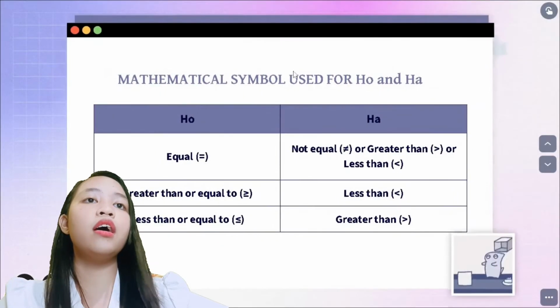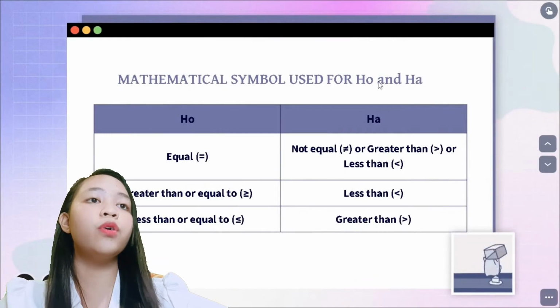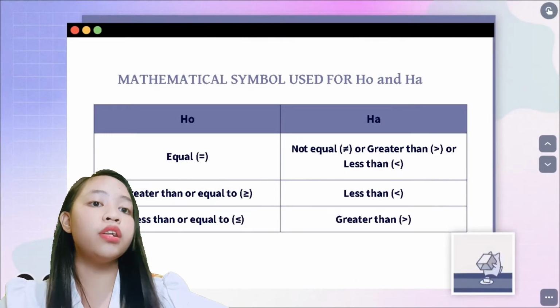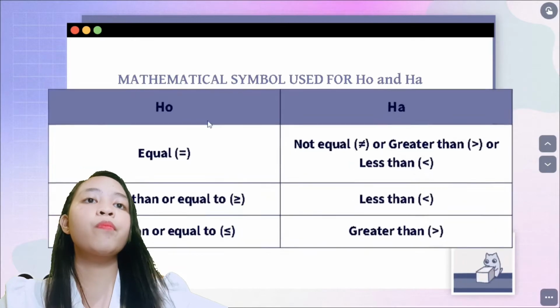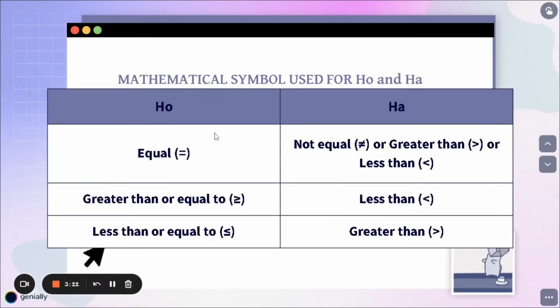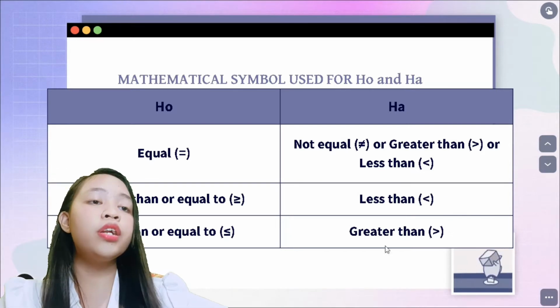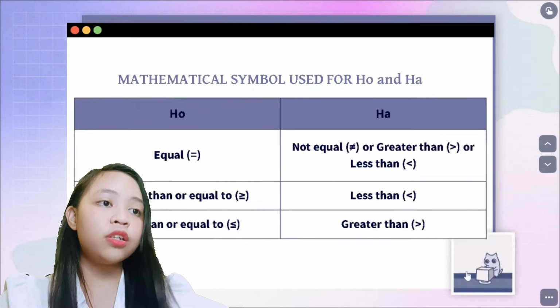Here we have the mathematical symbols used for the null hypothesis and alternative hypothesis. For the null hypothesis, if it is equal, the alternative hypothesis is not equal, or greater than, or less than. If the null hypothesis is greater than or equal to, then the alternative hypothesis is less than. If the null hypothesis is less than or equal to, then the alternative hypothesis is greater than.